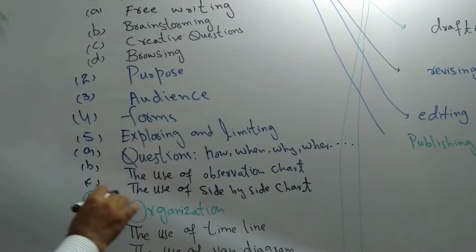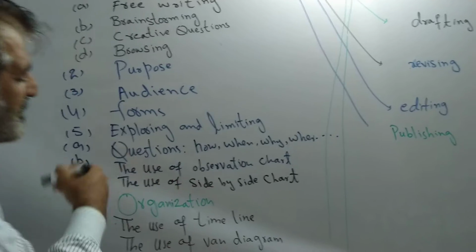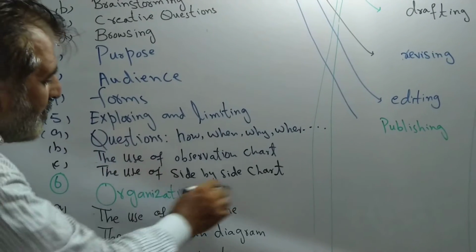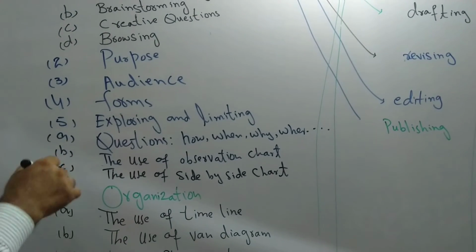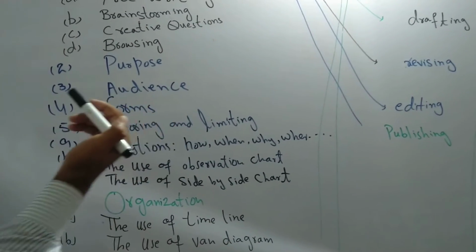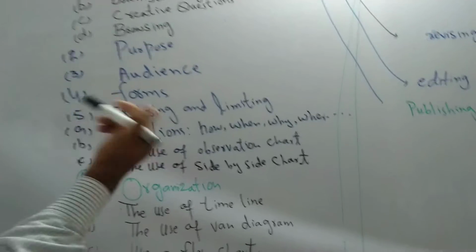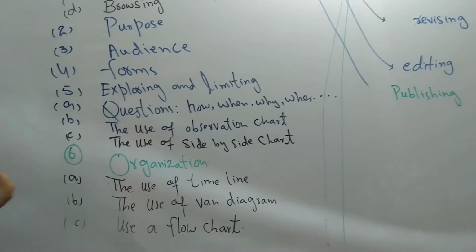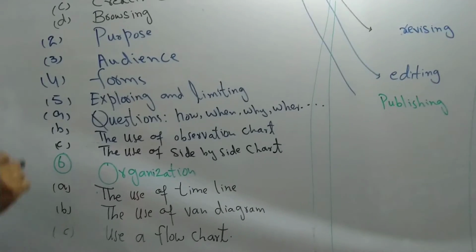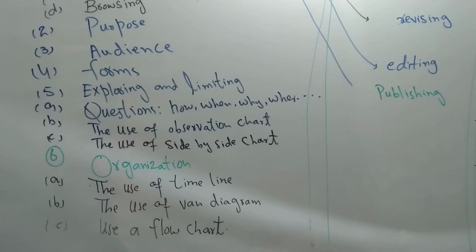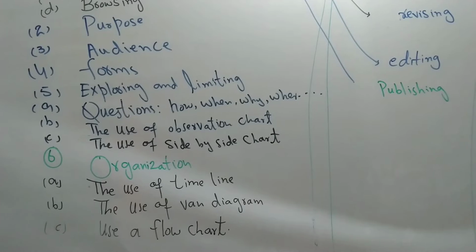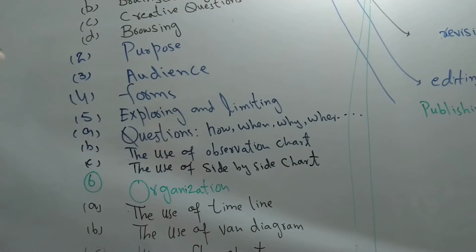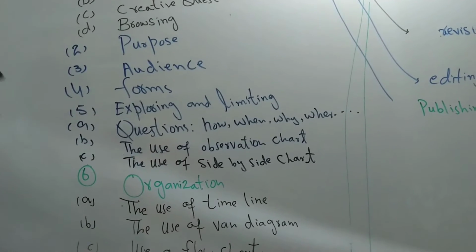When you are going to write a thesis statement, an article, or a magazine piece, whatever, we use these kinds of tools. The use of an observation chart may be here, the use of a side-by-side chart may be here. These things are very good, especially in your research work. Then the next one is organization. You have collected ideas, you have written them roughly, but you have to organize.